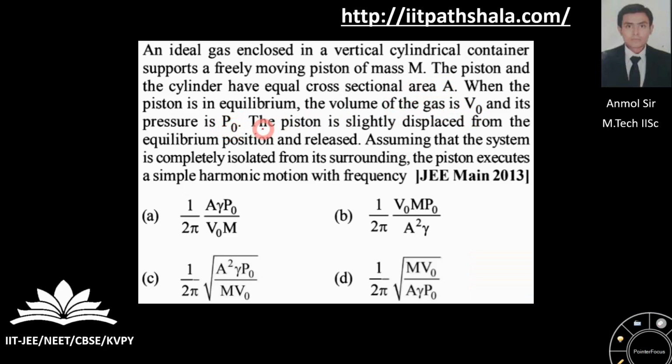Now you are displacing the piston slightly and releasing it. So your piston is now executing SHM. You have to find the value of the frequency. Now you can do this question by the conventional method and by my trick. The conventional method will take 2 to 3 minutes to solve if you are very good at calculation, and my trick will take hardly 1 minute to solve the question.